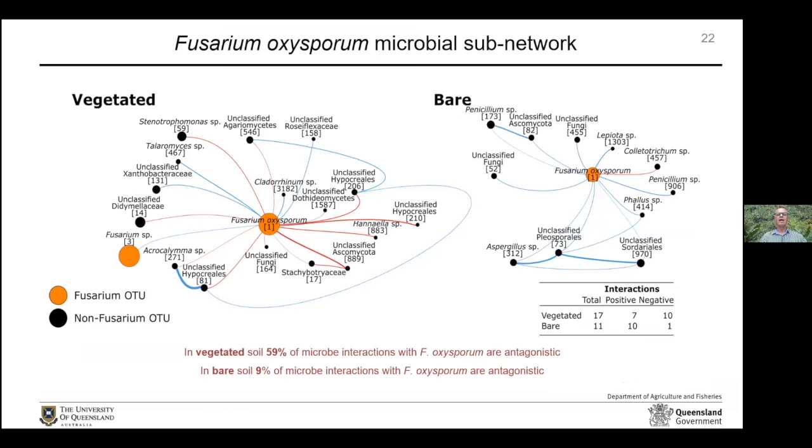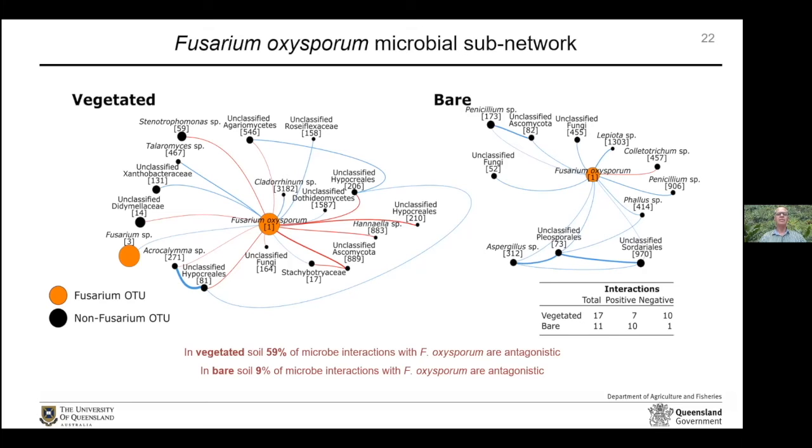And to understand what's going on here, we collaborated with Paul Dennis and his team in understanding the Fusarium oxysporum microbial subnetwork. Each dot here on the screen represents a species, with the orange dot in the center of the vegetated and bare being Fusarium oxysporum. The blue lines are positive interactions, so as they go up, Fusarium goes up, and the red lines are negative interactions, so as they go up, Fusarium goes down.